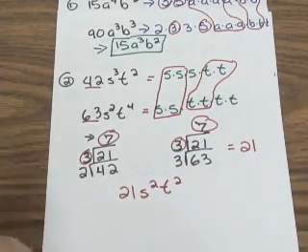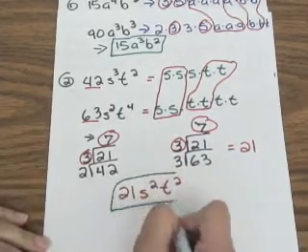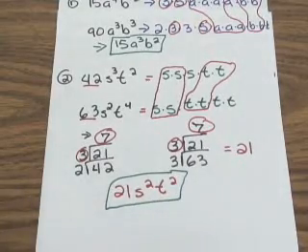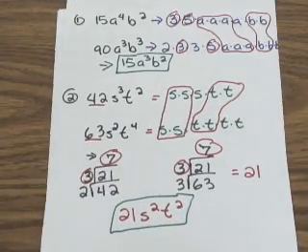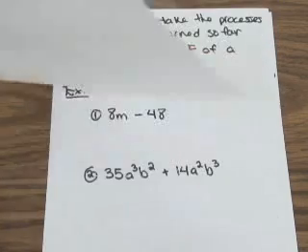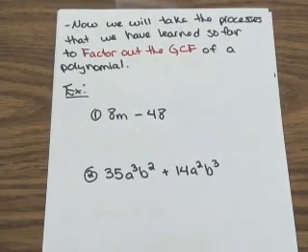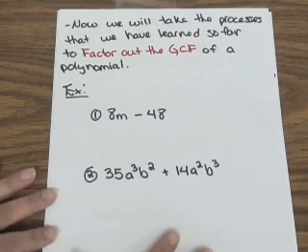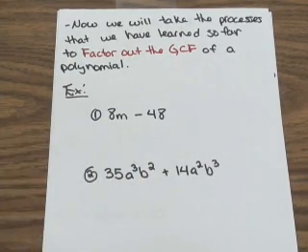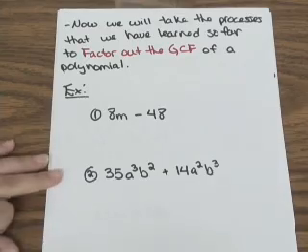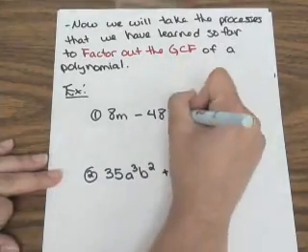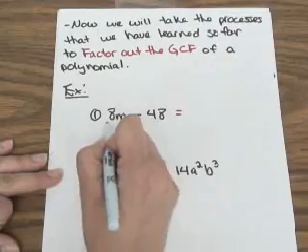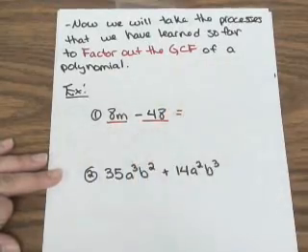Now we will take the processes we have learned so far to factor out the greatest common factor from a polynomial. Here are some examples. The first example has the polynomial 8m minus 48. So our job here is to determine what is the common factor between 8m and minus 48. The first thing that comes to mind is the number 8. Since the second term doesn't have a variable, m would not be a common factor here.